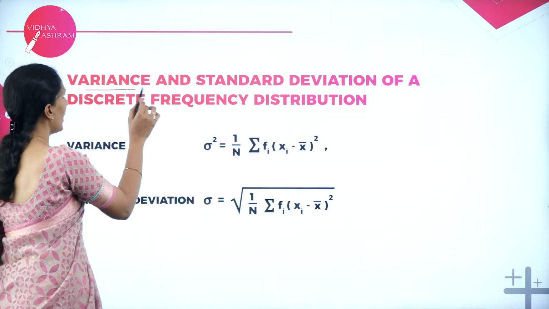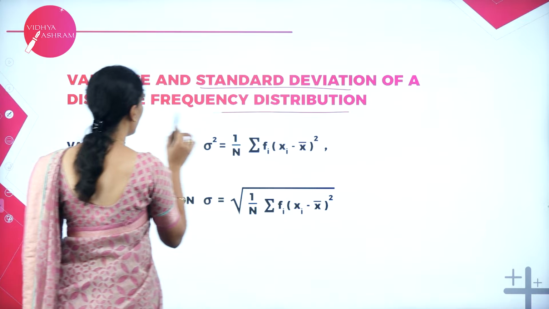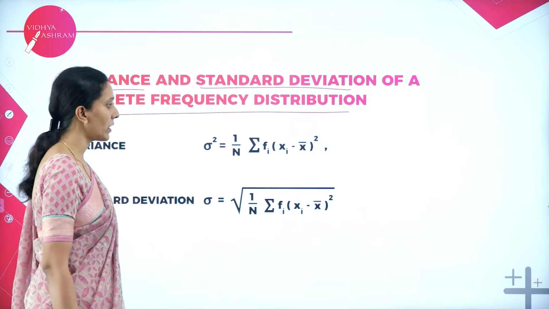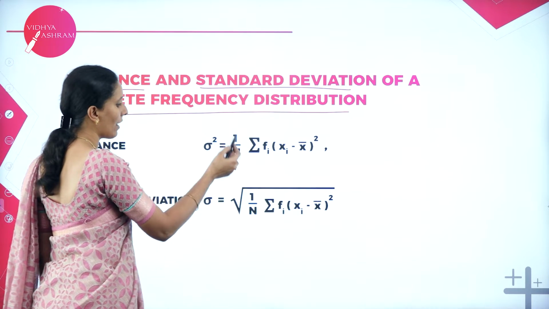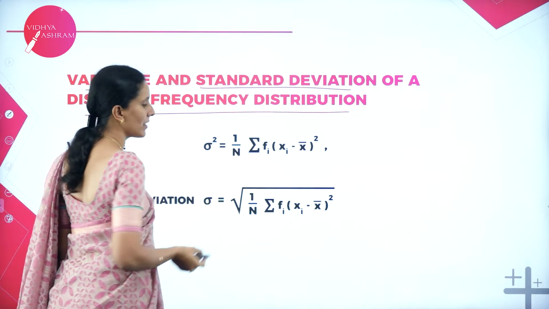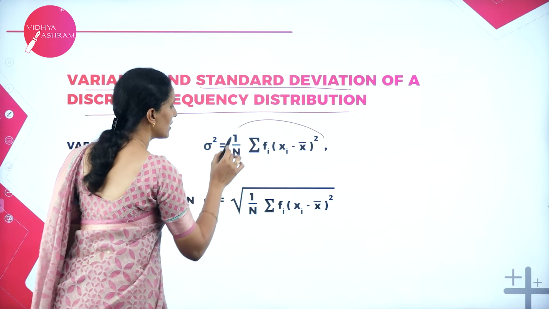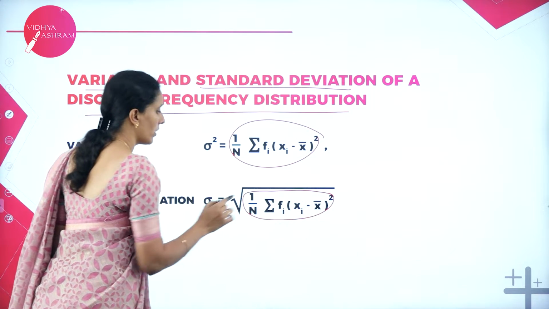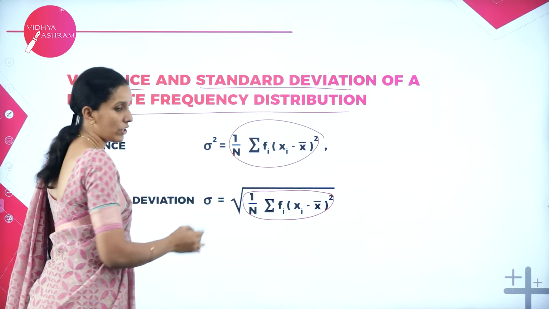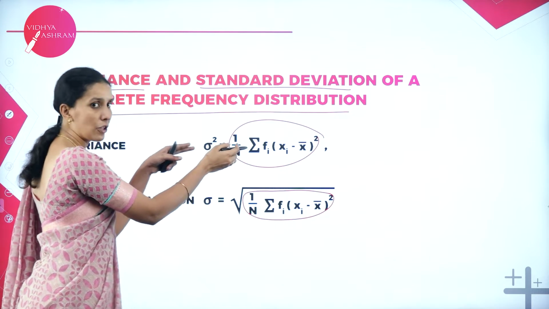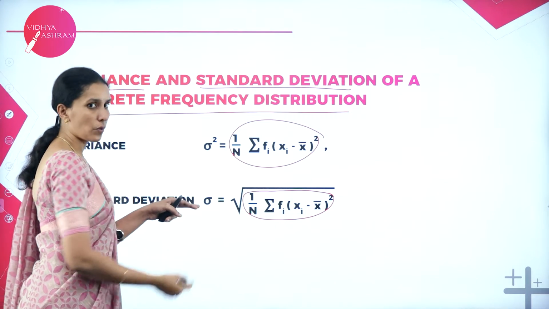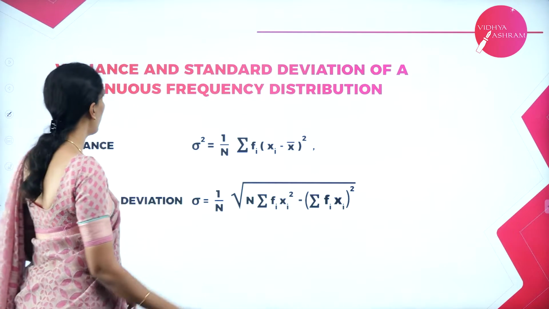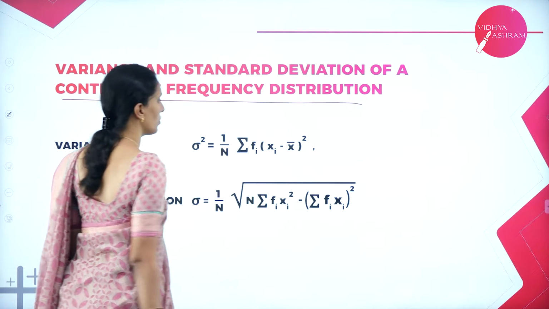Next, variance and standard deviation for a discrete frequency distribution. Discrete means what we have done previously. That is the formula we have taken: fi xi minus x bar whole square. Whatever is there, here it is the same. Instead of sigma square, I have written the formula. Whatever value of variance you get, just take the square root and you will get the value of the standard deviation. And it is the same for the continuous frequency distribution also.